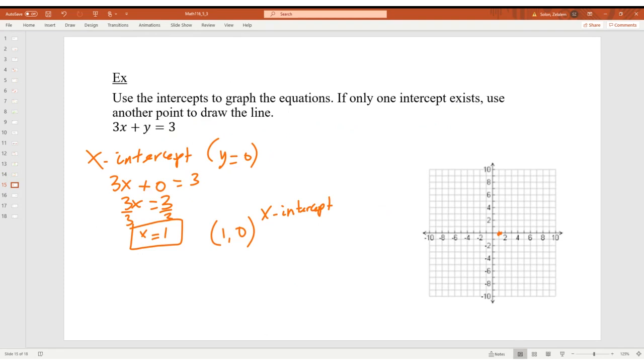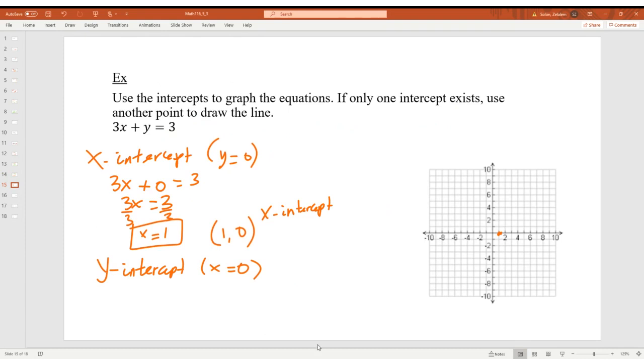The second one is the y-intercept. For the y-intercept, we said x equals 0. Just plug in x equals 0 and find the y value. So can you tell me the y-intercept? Right on the chat. Exactly, Norma. That's right. Excellent.